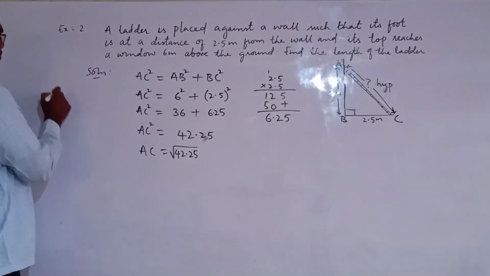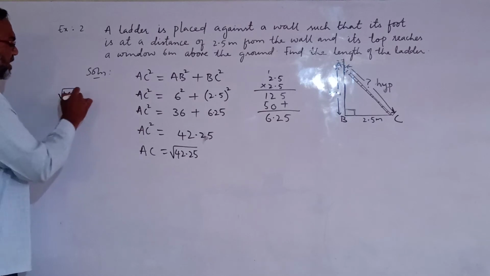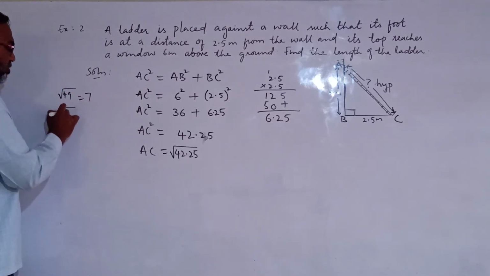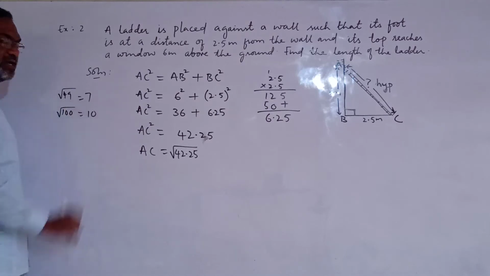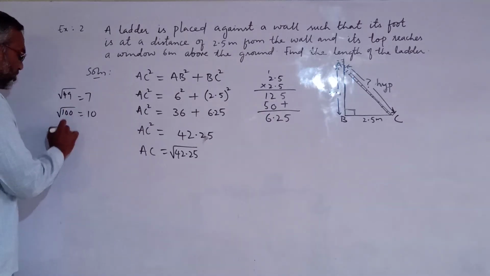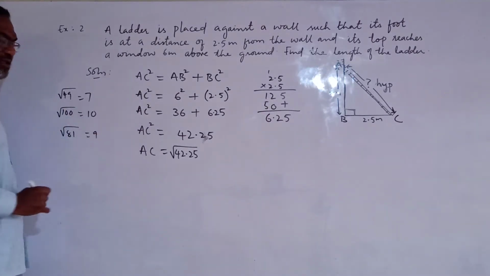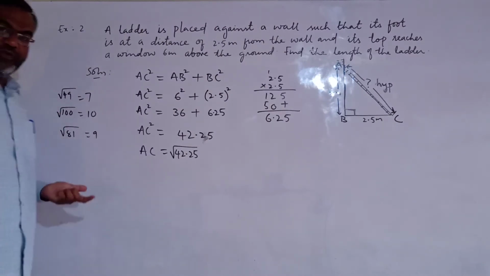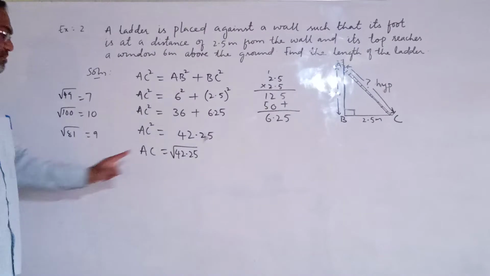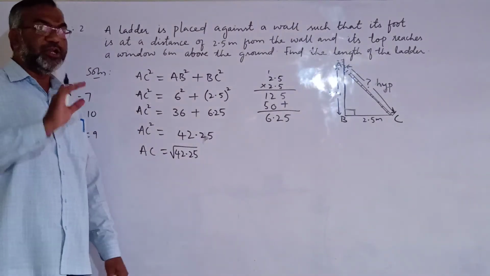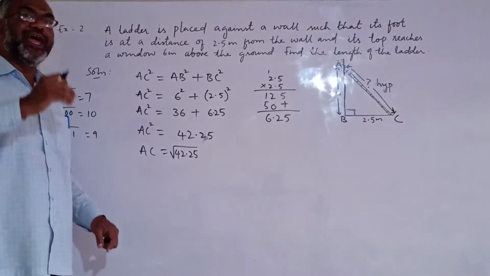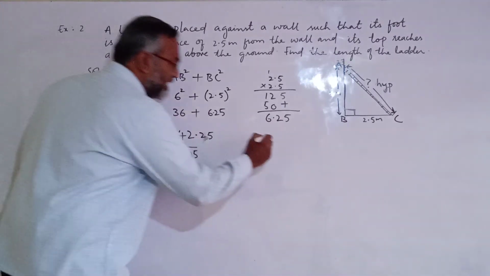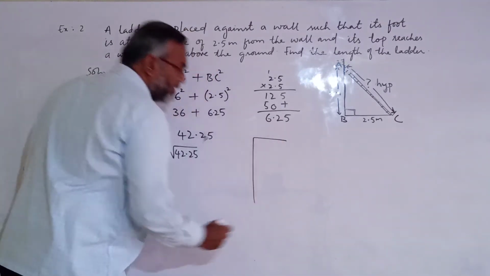Now 42.25 is not a perfect square. Imagine if it is root 49, then you can easily write 7. If it is square root of 100, then we all know it's 10, right? If it is 81, we write 9, because 49, 100, 81 are perfect squares. So we can directly write, but 42.25 is not a perfect square. That means we have to calculate the square root of 42.25. There is a way, I will show you.